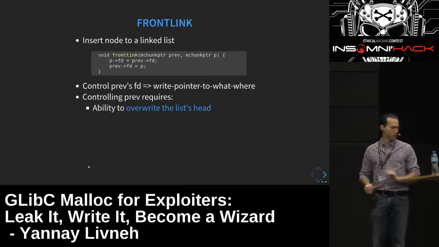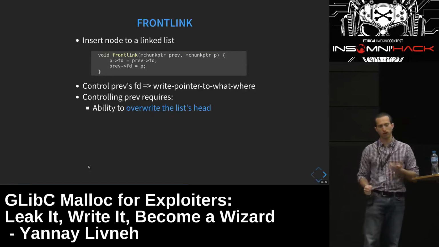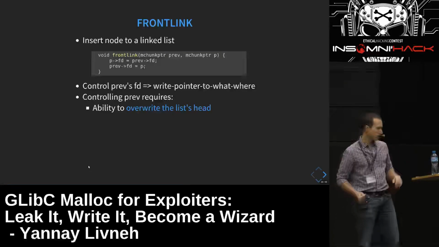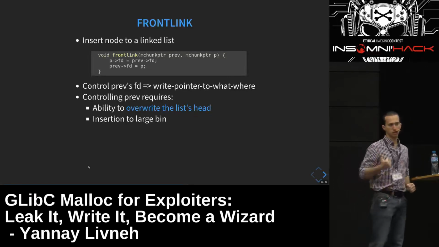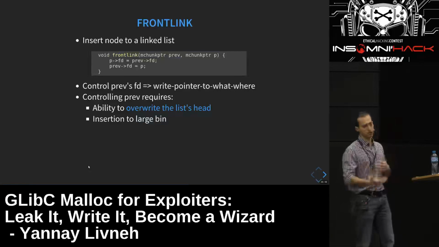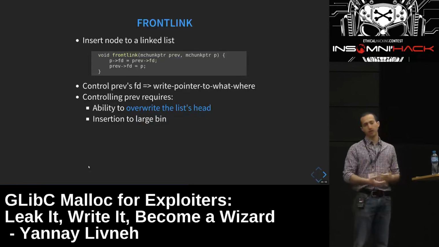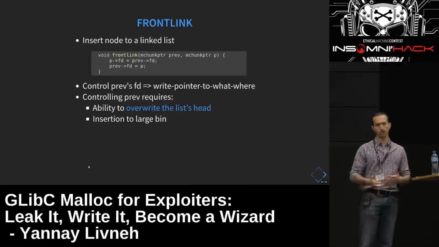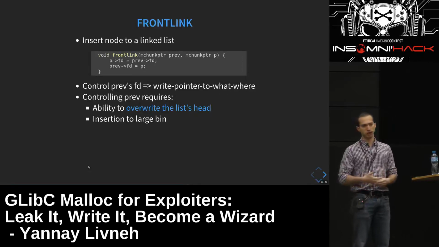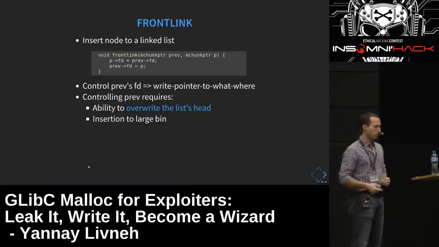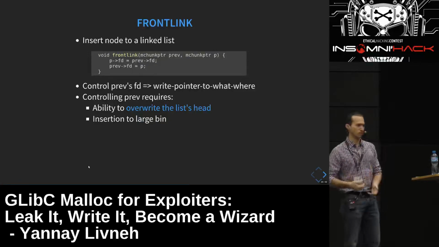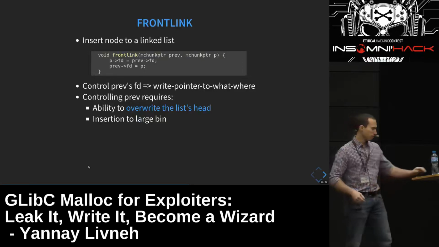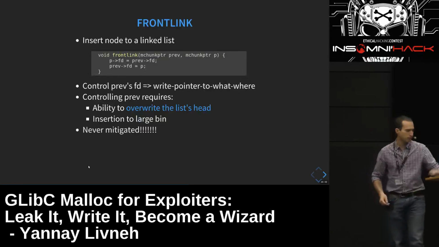However, there is a very nice blog explaining how you can actually override the list head with some primitives. I recommend reading it. My most favorite way is insertion into the large bin, because the large bin is sorted, so the previous can be a chunk that is used after. You do a use after free and actually overwrite this chunk or overflow into this chunk. So if you free a big chunk, it will just be inserted into this large bin in the right place. We'll see an example in a second.